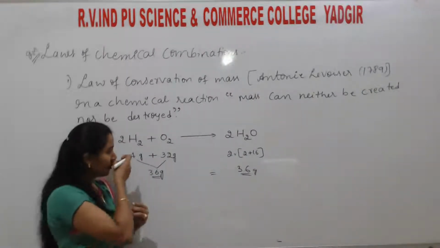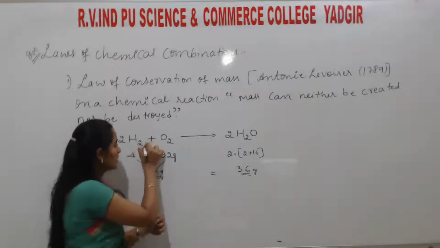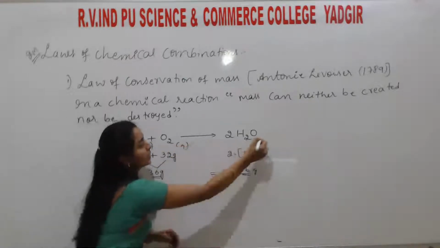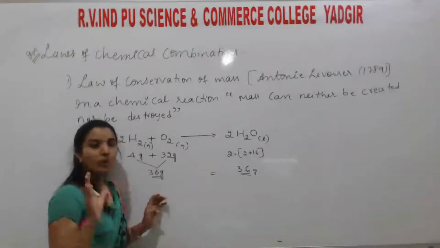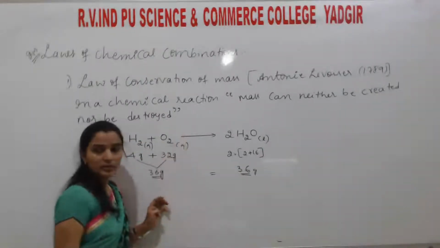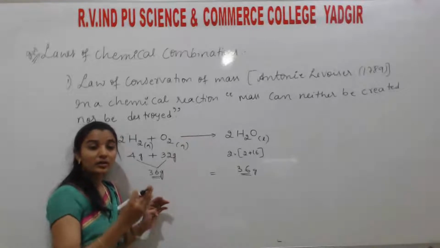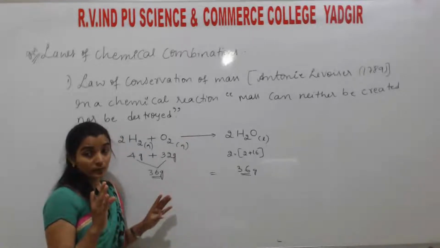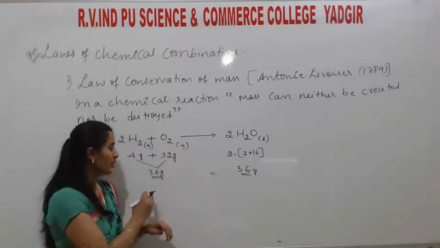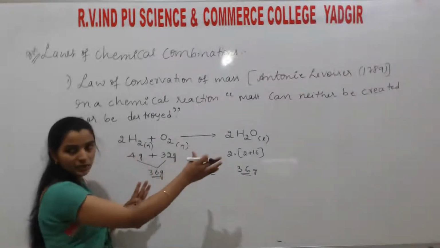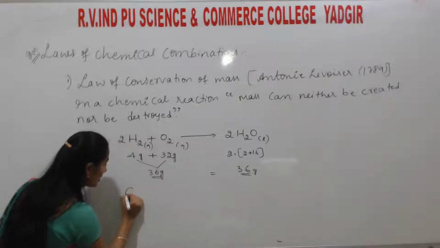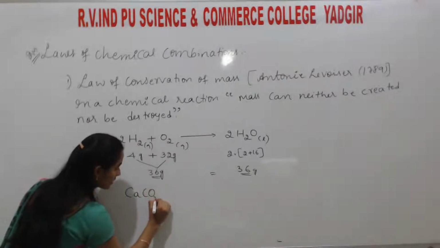Understood? So here what happens? H2 alone is different, it is a gas. O2 is a gas. H2O is a liquid. H2 alone has its own character, O2 alone has a different character. The character of the reactant species and the product species changes, but their masses remain same. That's what the law of conservation of mass is. This is a combination reaction. And take another one, that is decomposition reaction.